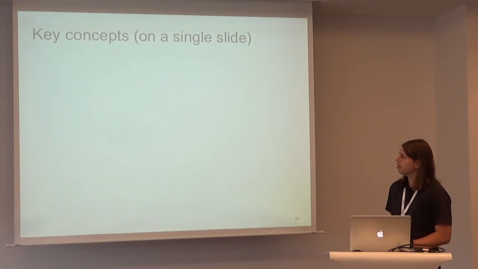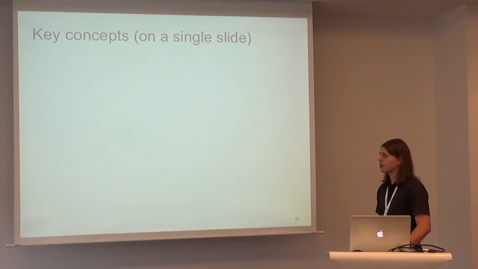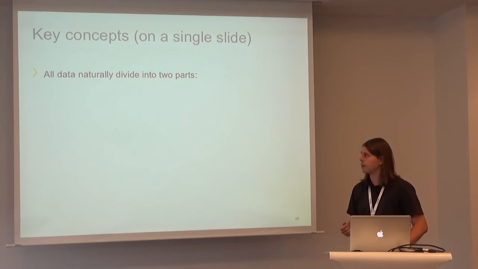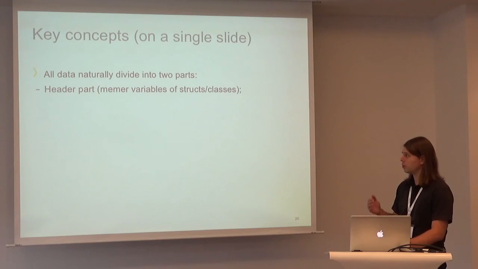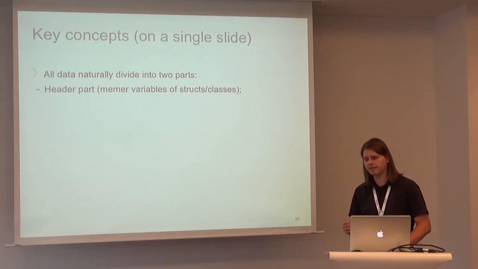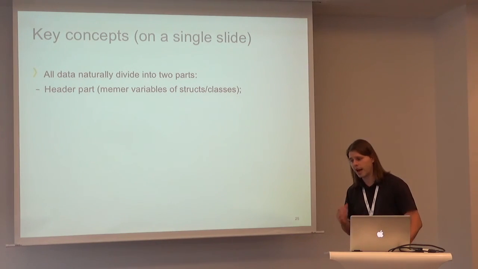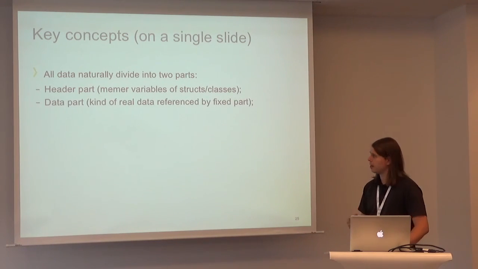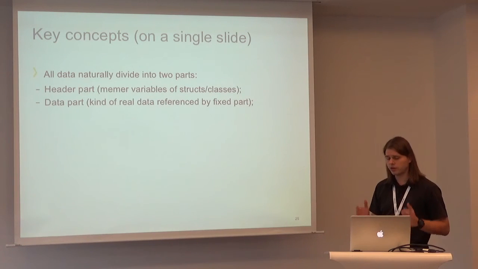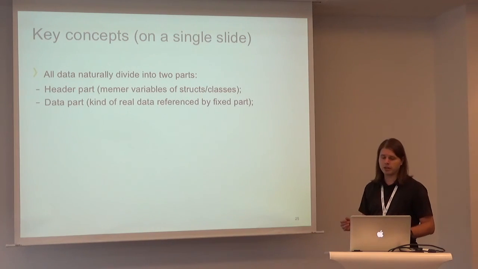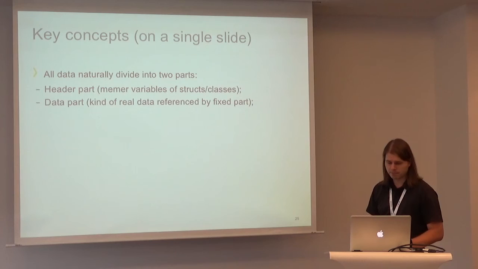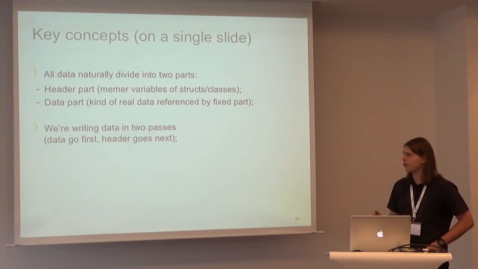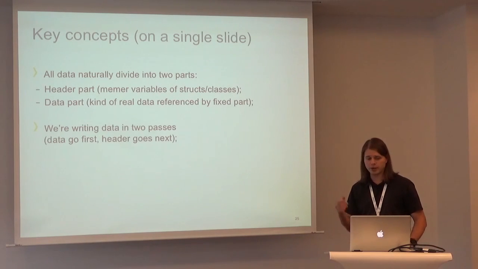So, the key concepts on a single slide. All data are naturally divided into two parts. The header part, which is the member variables of structs and classes, which have a specific layout predefined at the time of compilation, a specific size. And the data part consists of the real data, can be arbitrarily large, and is referenced by the headers. So we need to reconstruct the same approach when we write data. First we write data, then we write headers.